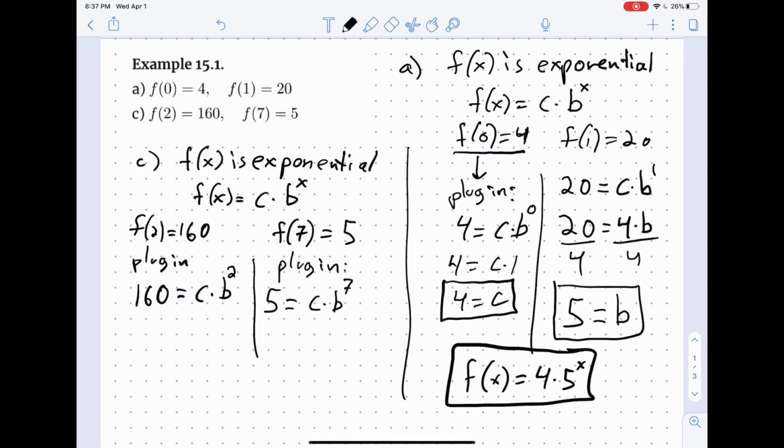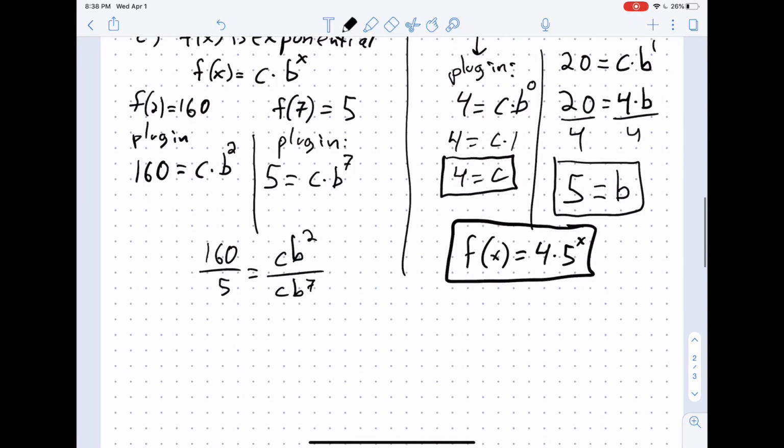And what we need to do is somehow rearrange them in such a way that we can eliminate a variable. And what I'm going to do is use the fact that if you have two equations, you're allowed to divide both sides. In particular, I can divide this equation on the left by 5 and on the right by cb to the 7. I divide one equation by another. So what do we get? We get 160 over 5 is equal to cb squared over cb to the 7.